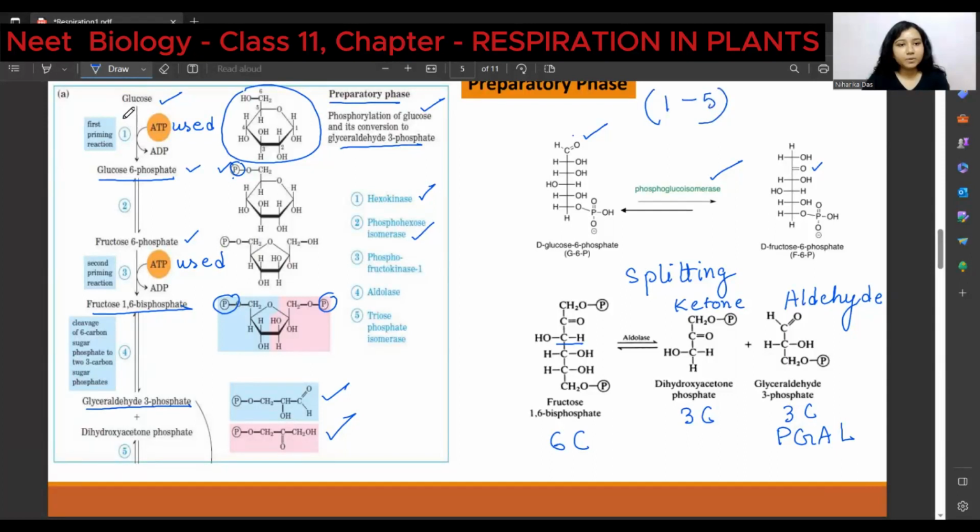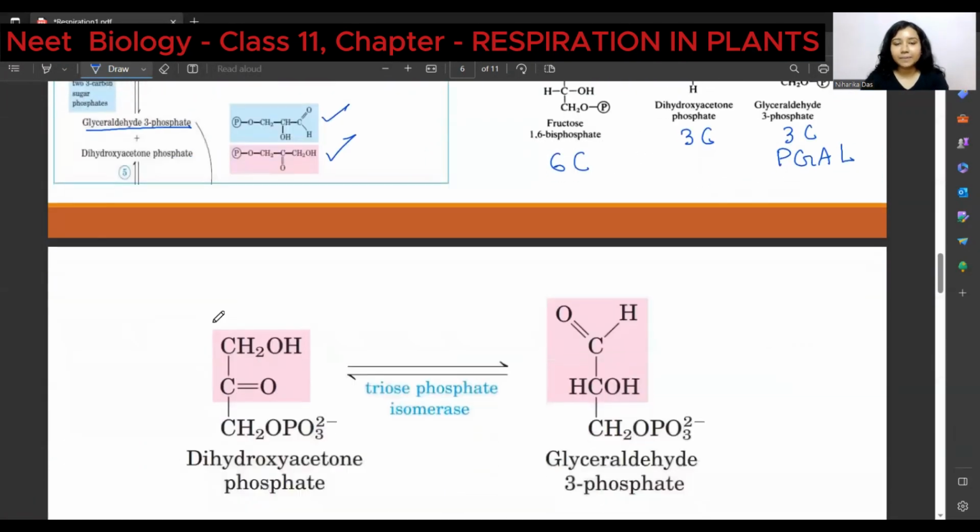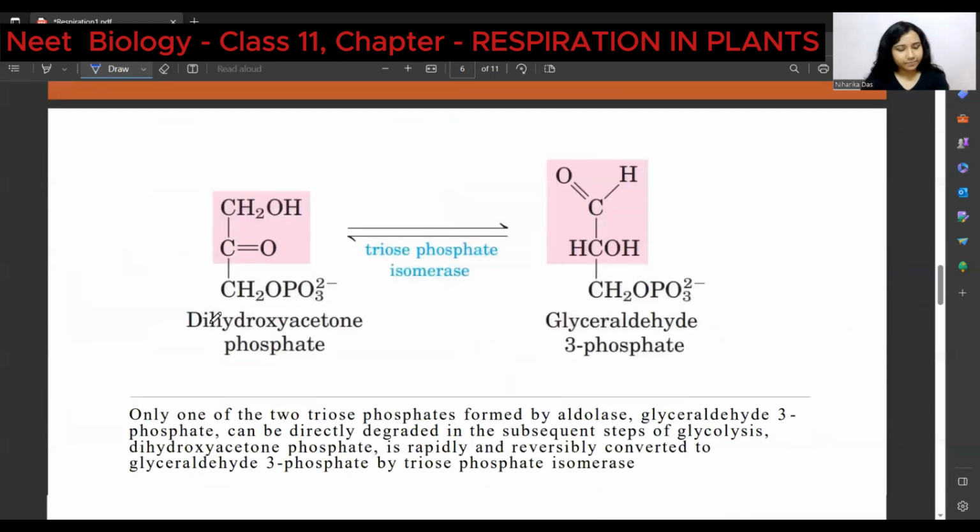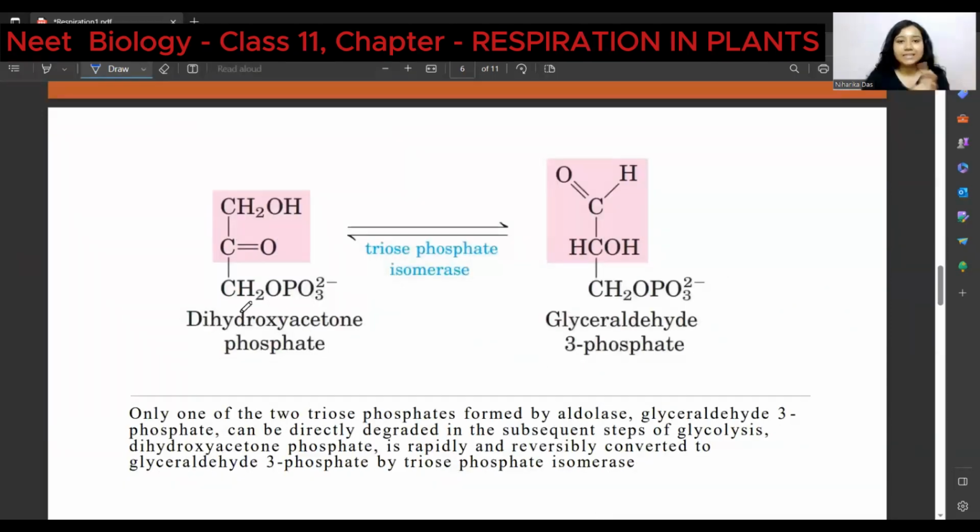Okay, we have studied steps 1, 2, 3, 4, out of which you can see, class, the first step was irreversible, the second step was reversible, the third step was again irreversible, the fourth step was reversible, and we will be seeing that the fifth step is also reversible. So we will see that here isomerization is again happening, and they are both called triose phosphate. But which triose phosphate will take part in the rest of the glycolytic pathway?